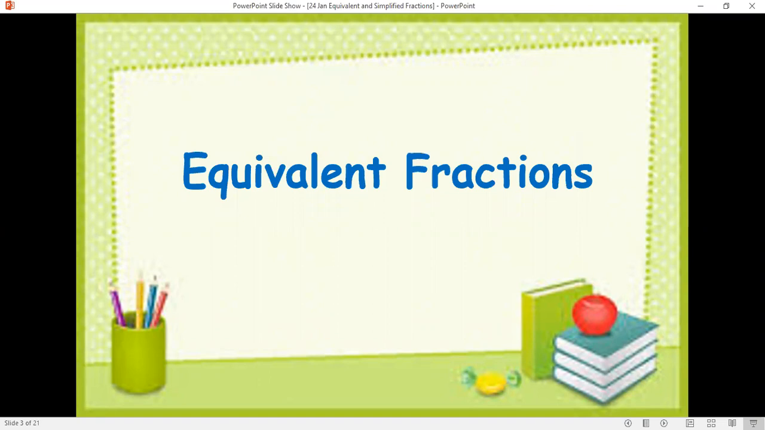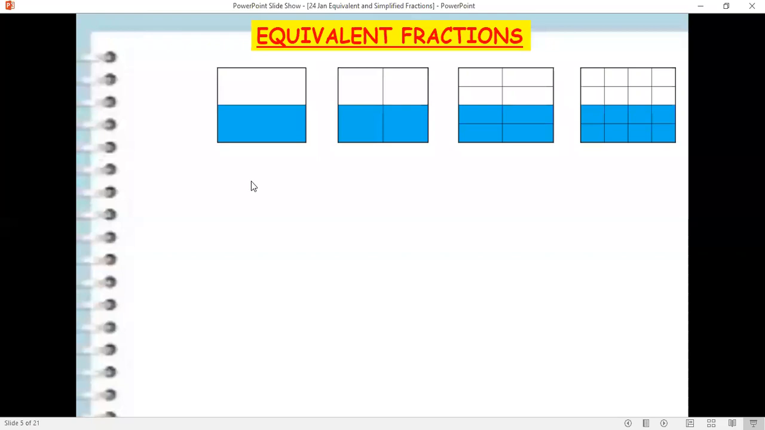Okay, I'm going to explain about equivalent fractions. What are equivalent fractions? Okay, we have a diagram here, or we have shapes here to show equivalent fractions. If you notice, all these have the same sizes. The first one, this rectangle, has been divided into 2, and the next is 4, and then 8, and then 16.